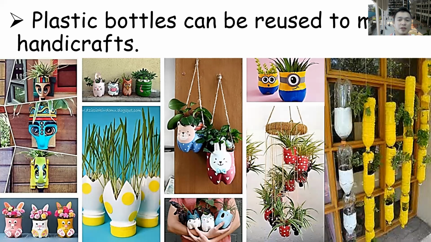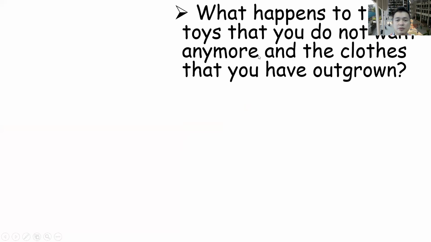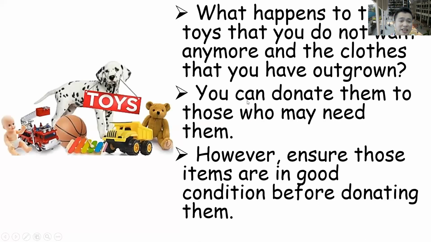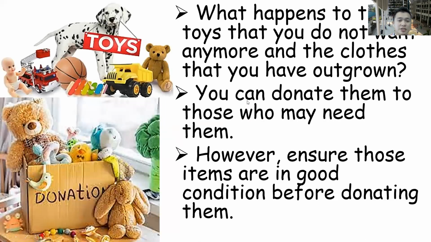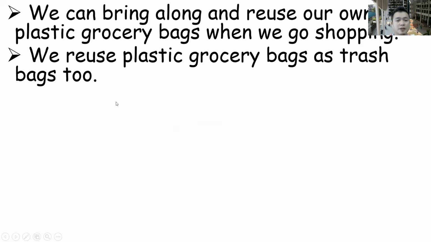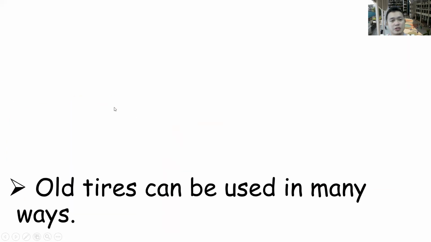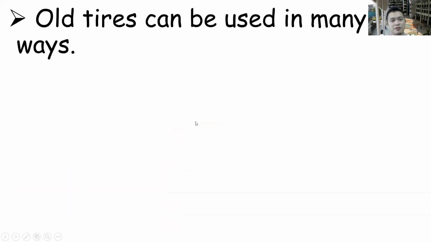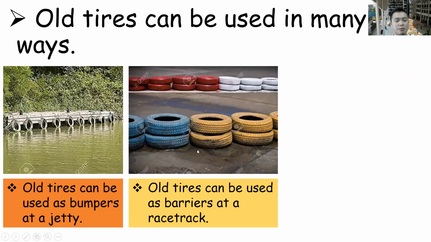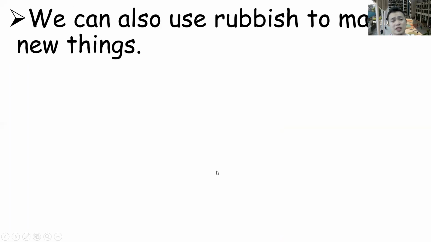And of course, so what happened to the toys that you don't want anymore and the clothes that you outgrow? You can donate that to your friends. We can reuse plastic grocery bags and trash bags too. All right, so what we're going to do in order for us to help, old tires can be used in many ways like that. Old tires can be used for bumpers. Old tires can be used like that. Very useful. All things that we have are very useful for us.